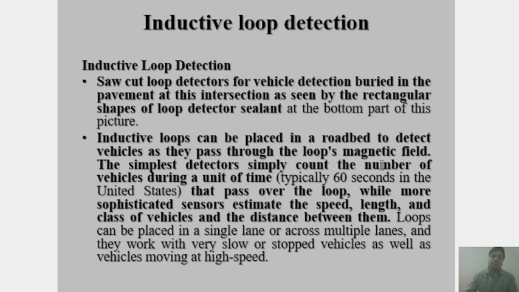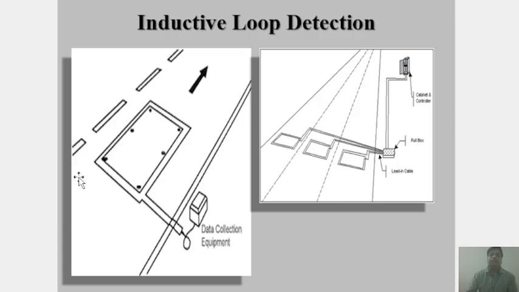So these loops are basically placed in a single lane or multiple lanes, and they can work with very slow or stopped vehicles as well as vehicles which are moving at high speed. So this is the inductive loop, which is rectangular in shape. Either we can provide it in a single lane or in multiple lanes, where this magnetic field will try to get the information of the vehicle pertaining to speed and vehicular volume. So that is how we can collect the data for the vehicles which are moving on the road.